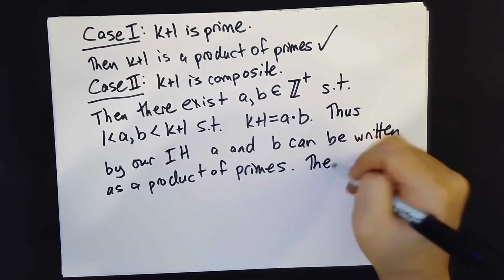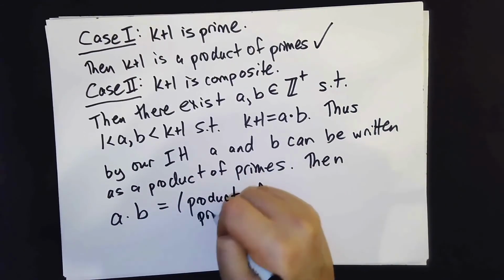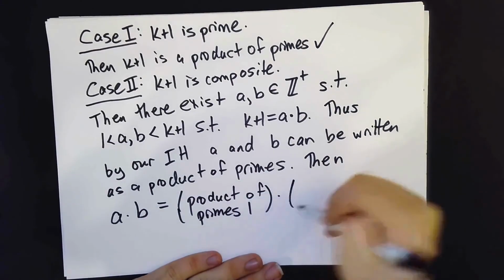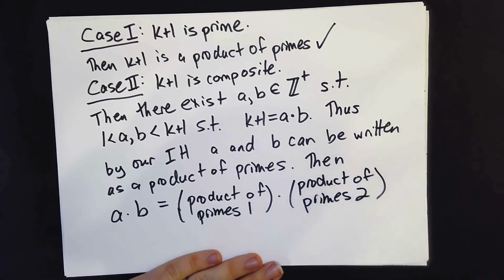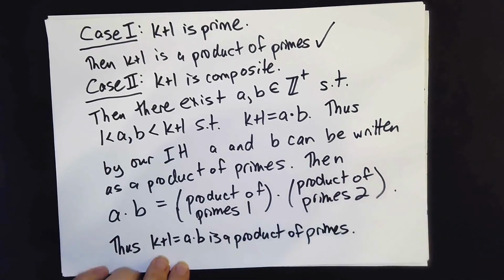But, well then, a times b is a product of primes: whatever way a can be written as a product of primes, times whatever way b can be written as a product of primes. But the product of two products of primes is a product of primes. So what does this say back in terms of our lily pads? What's really happening here?